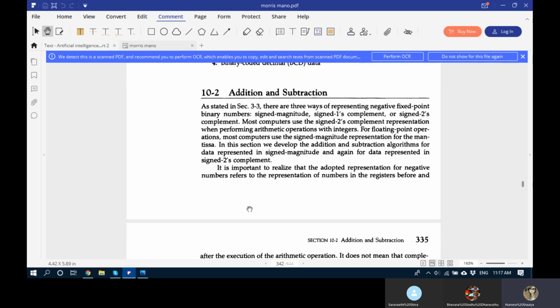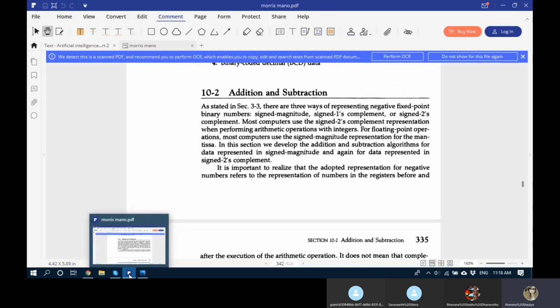So signed magnitude means a negative number will have a number part and sign part. We divide the negative number into sign part and number part. The number part we take as it is, and the sign part we denote with 1. If we use 1, it indicates that it is a negative number. If it is 0, it indicates that it is a positive number.